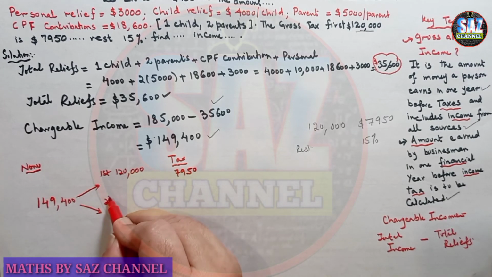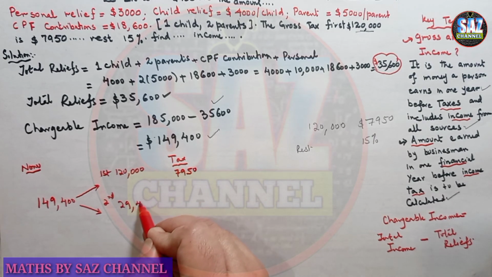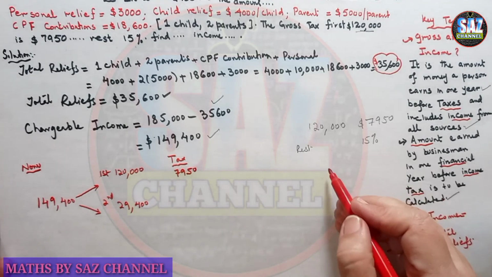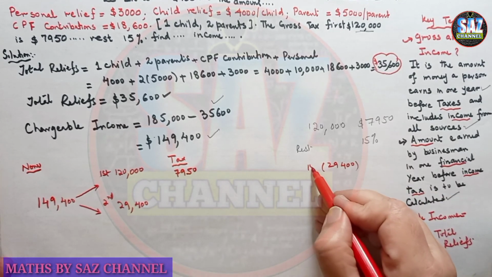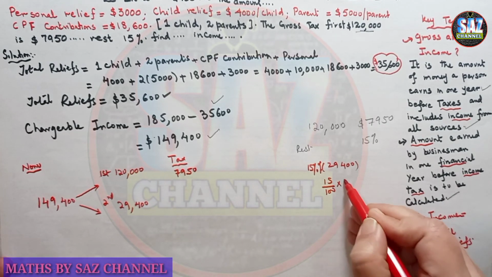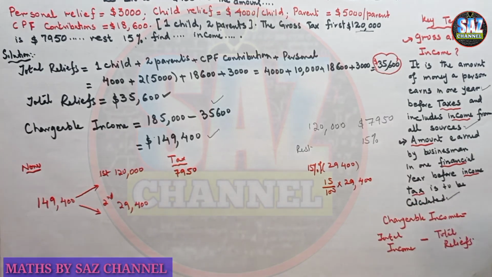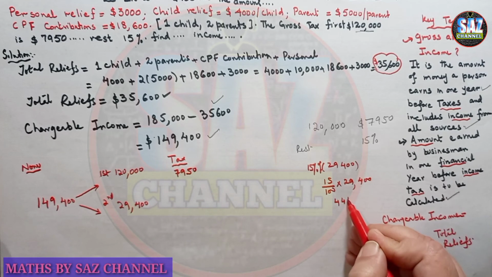On the second, I have to take away 120,000 from 149,400. 149,400 minus 120,000, and this gives me 29,400. What I have to do on this $29,400, I have to pay the tax, 15% tax of this amount. So 15 over 100 multiplied by 29,400. And now when I'm multiplying this by 15 and dividing it by 100, I'm getting 4,410.